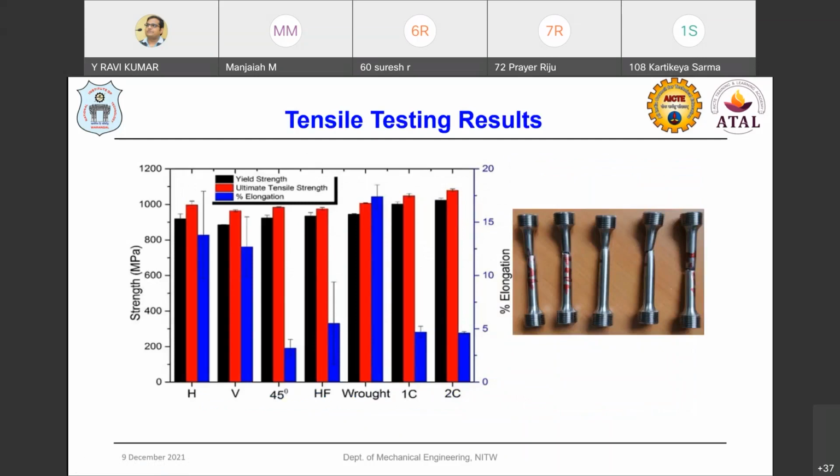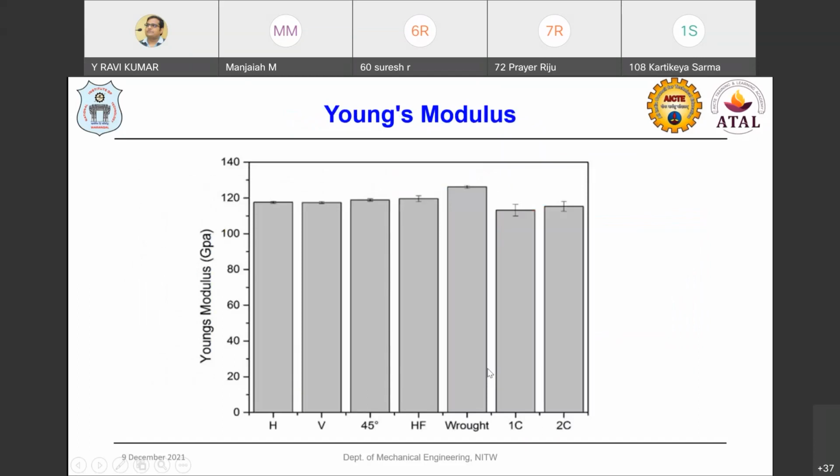The ultimate tensile strength is almost equal to the wrought alloys. If you compare any directions or any repair applications, the tensile strength is also almost the same. But when you check the elongation, the wrought material has very high elongation, whereas the AM fabricated material has lower elongation. Even in the horizontal direction, vertical direction, 45-degree inclination, and in the repaired samples there is lower elongation, because we have defects. Even the Young's moduli are almost the same.